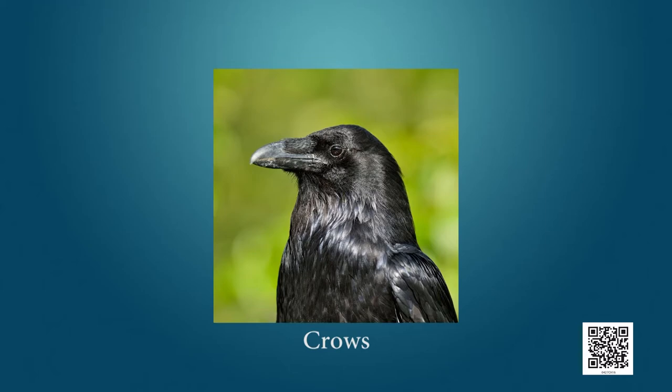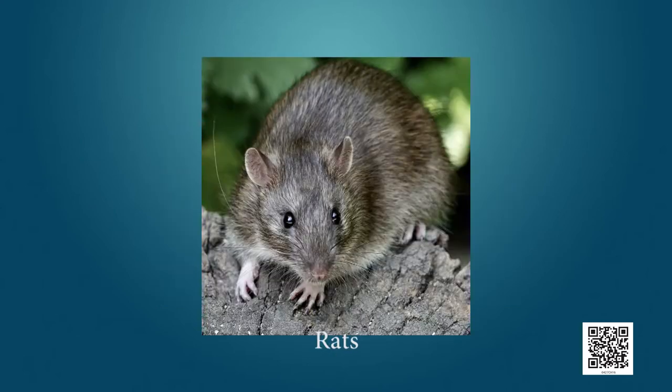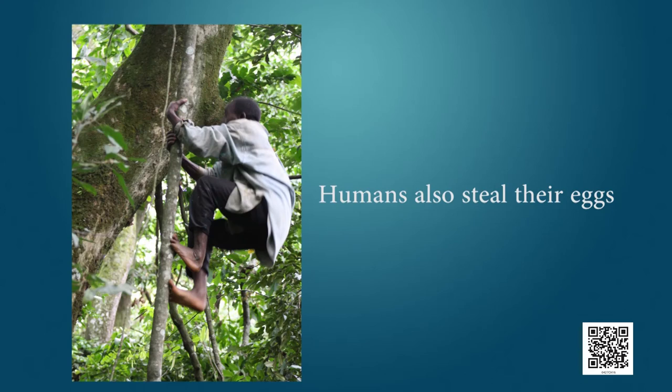Now, we have studied about many birds. Let us learn the enemies that birds have. Do you know that birds also have many enemies? Ma'am, why do they have enemies? Good question, Kilion. The birds' eggs and their nests are destroyed by many animals. Such animals are the enemies of birds. Ma'am, which are those animals? Yes, those animals are crows, squirrels, cats, rats, snakes, and surprisingly, we humans also steal their eggs. So, these are the enemies of birds.